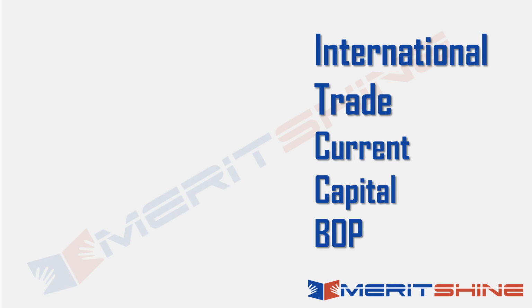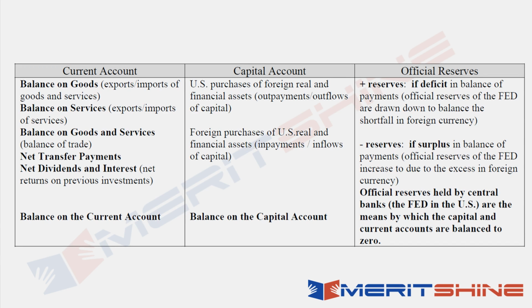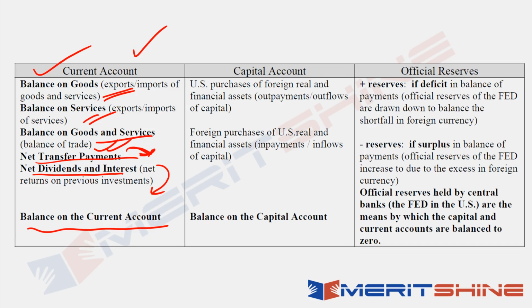Then we move to the final chapter, which is international trade, current account, capital account, and balance of payments. This is again kind of a summary. Your current account is nothing but the balance on goods and services. All your exports and imports are your balance on goods. You add services, and it becomes balance on services. You add services and goods, it becomes balance on trade. Add to that the net transfer payments made to your country. Net dividend plus interest, everything that you are getting from outside, also will be in your balance on current account. Anything and everything that is happening because of goods, services and transfer payments.